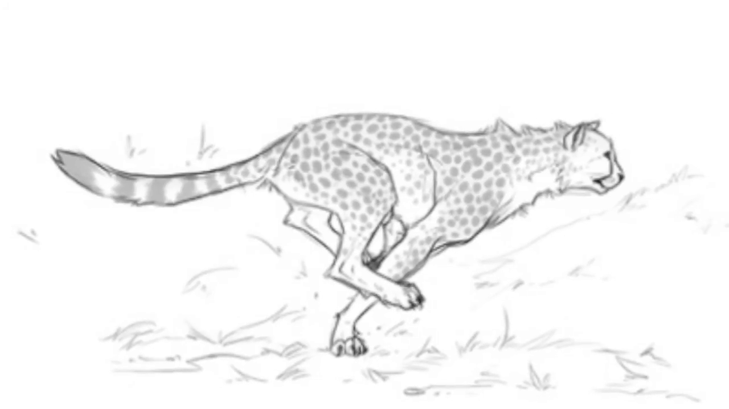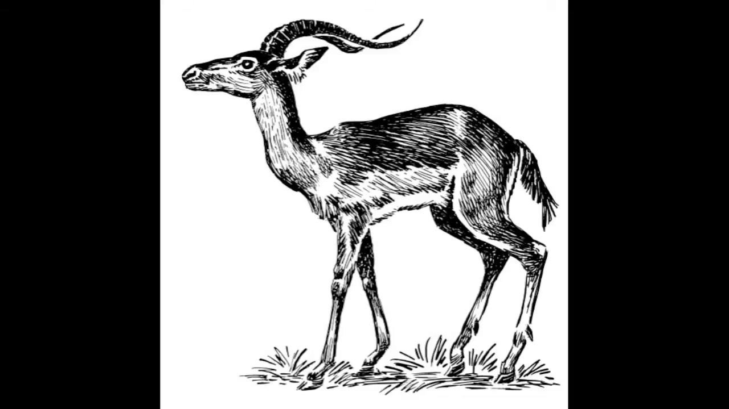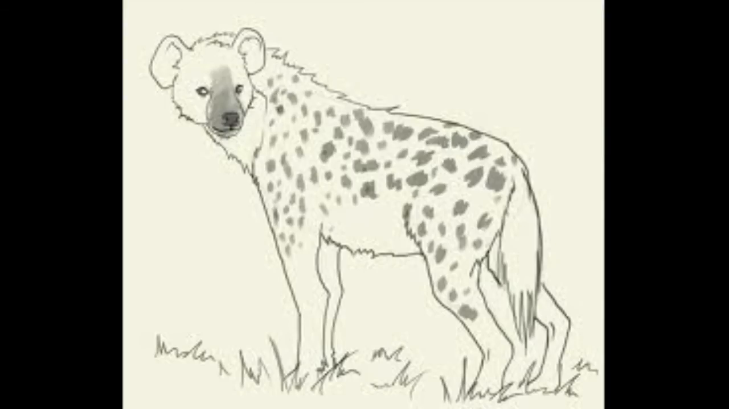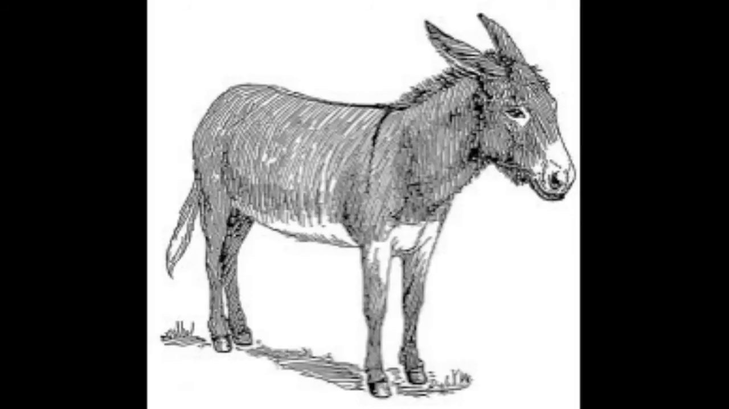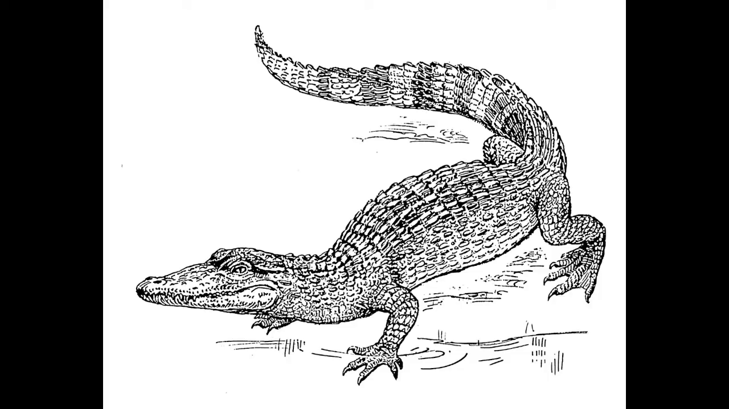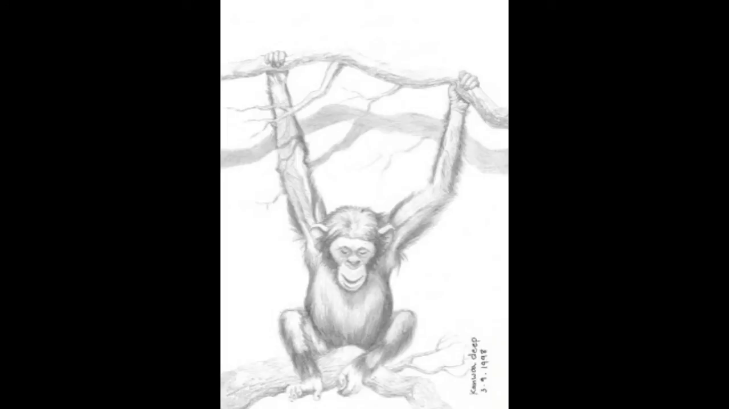Duma. An impala is paa. Paa. A hyena is fisi. Fisi. A hippo is kiboko. Kiboko. A donkey is punda. Punda. A crocodile is mamba. Mamba. A chimp is sokwe.